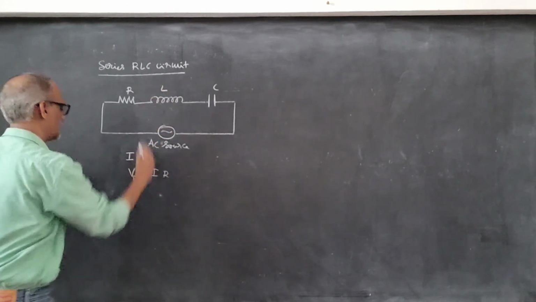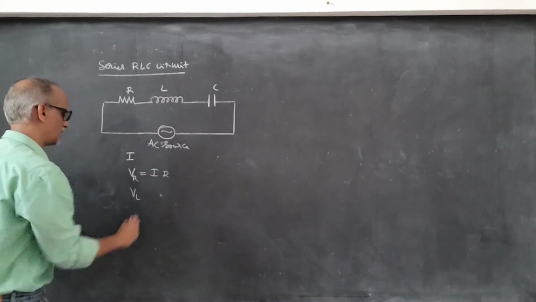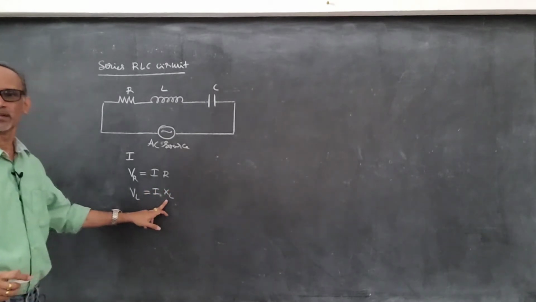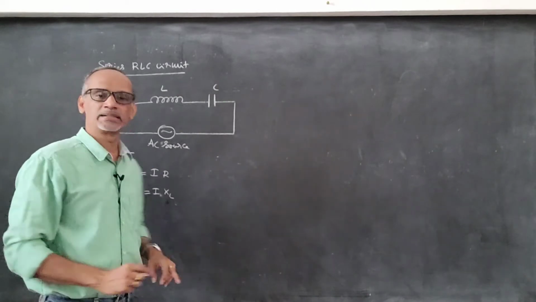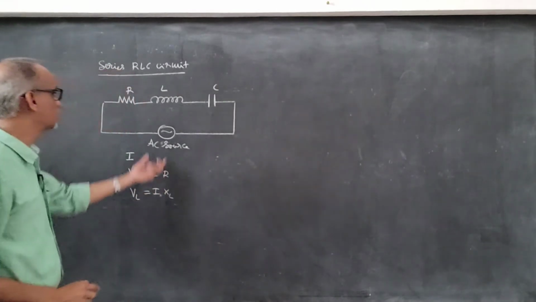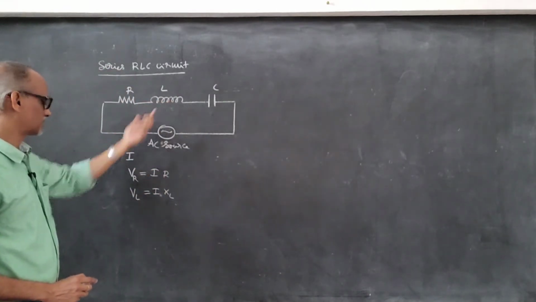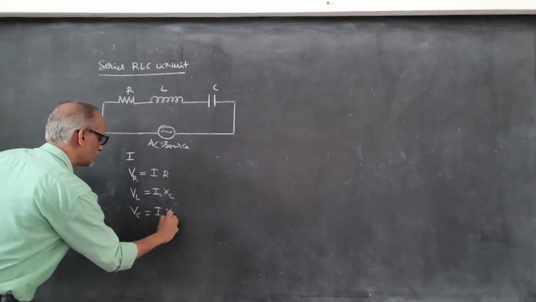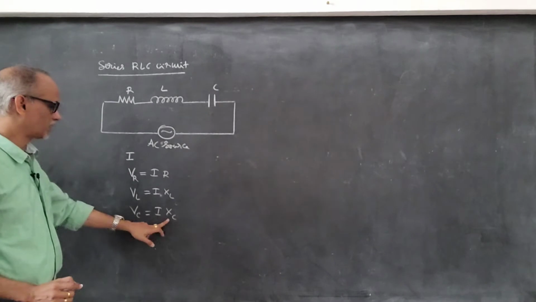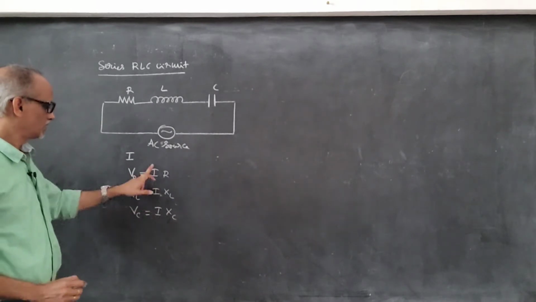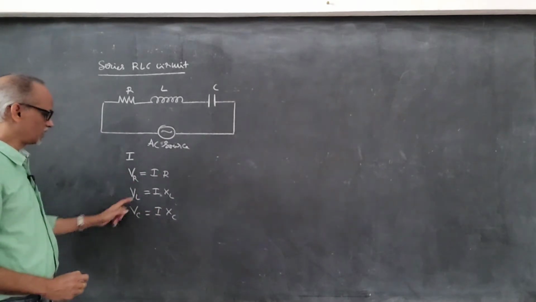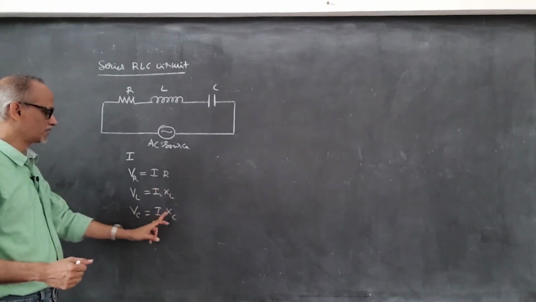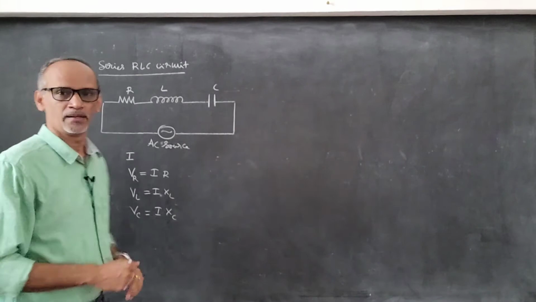Across the inductor, the voltage is VL, which is I into XL. XL is called inductive reactance. It is the opposition offered by the inductor. Then we have VC, which is I into XC. This is called capacitive reactance. Same current, different voltage because of different opposition. R is the resistance, XL is inductive reactance, and XC is capacitive reactance.